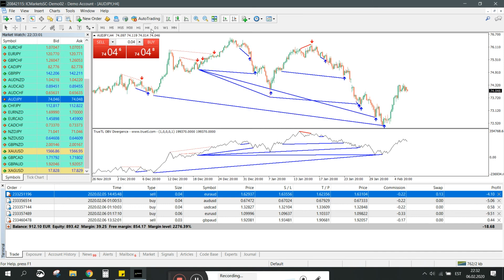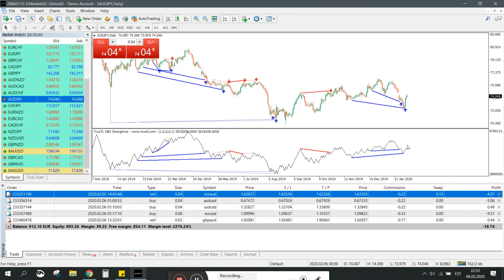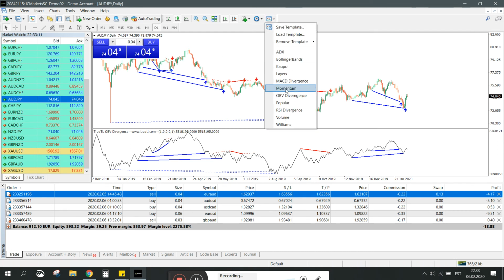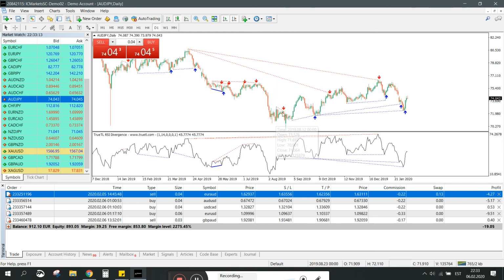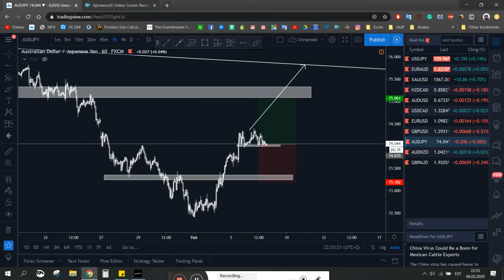Nothing on the 1 hour, nothing on the H4, daily, bullish divergence. There's bullish hidden and bullish regular divergence on the daily time frame. So those confirm my biases of this price going up.